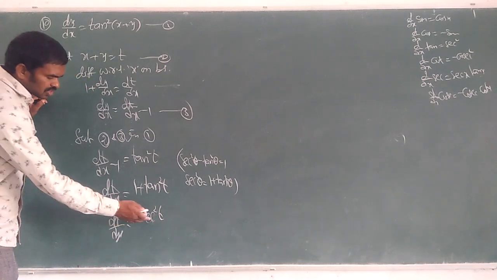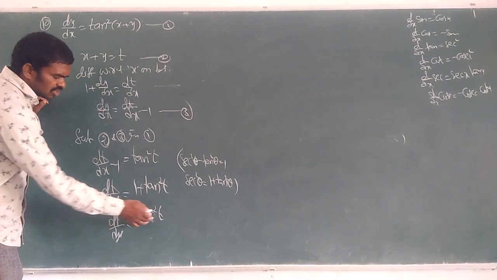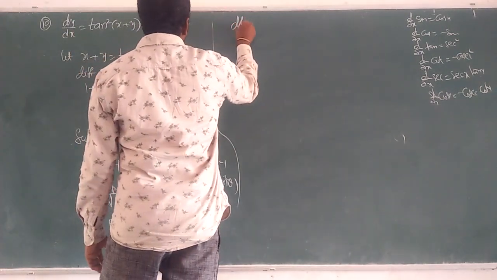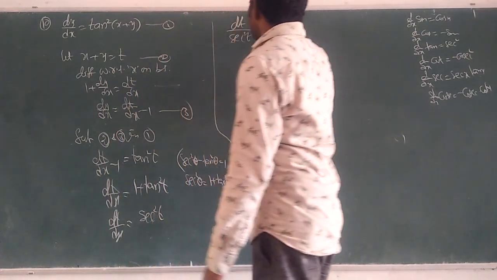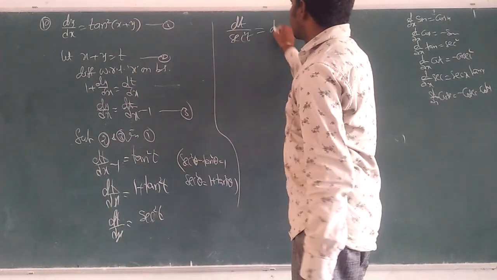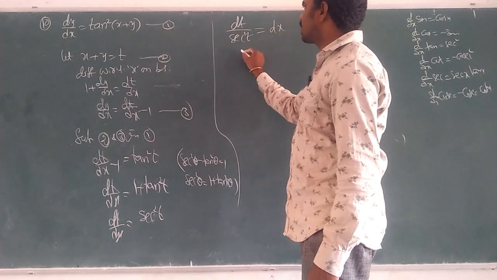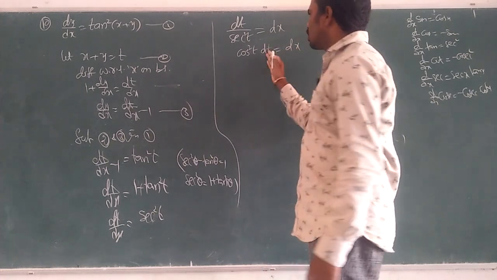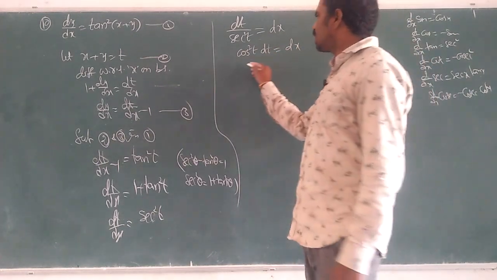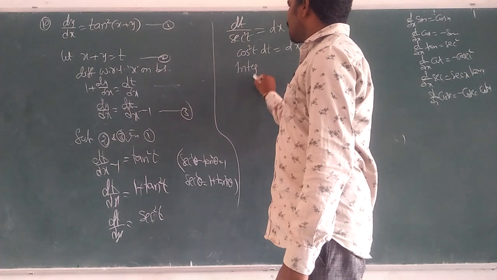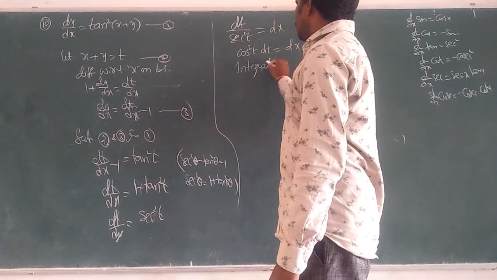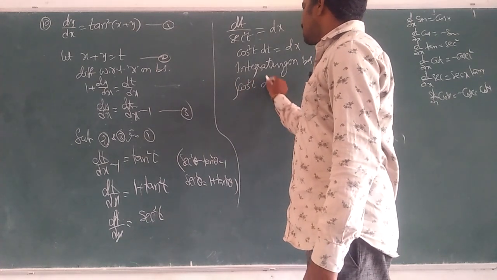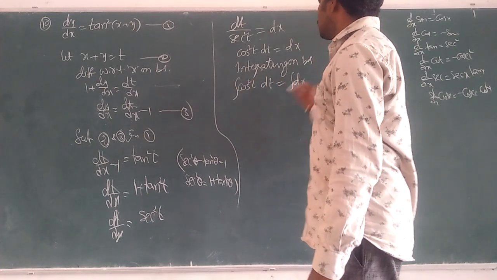So now separate the variables. Here the t term is there, and here the t term is there. So this sec² will come to the left side. So that becomes dt/sec² t = dx, and 1/sec² means cos² t dt = dx. Now the variables are separated. After separating the variables, immediately integrate on both sides. So the integral of cos² t dt = the integral of dx.